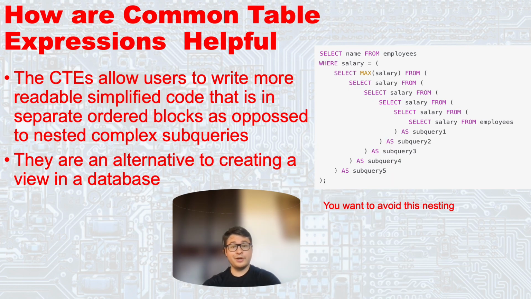So you might be wondering, okay, how are common table expressions helpful? Well, CTEs allow users to write more readable, simplified code that is in separate ordered blocks as opposed to nested, complex subqueries, okay? What you can see here in this image is this nasty nesting, okay? You can have different aliases for this particular CTE to store the values you need in the particular format that you need, okay?